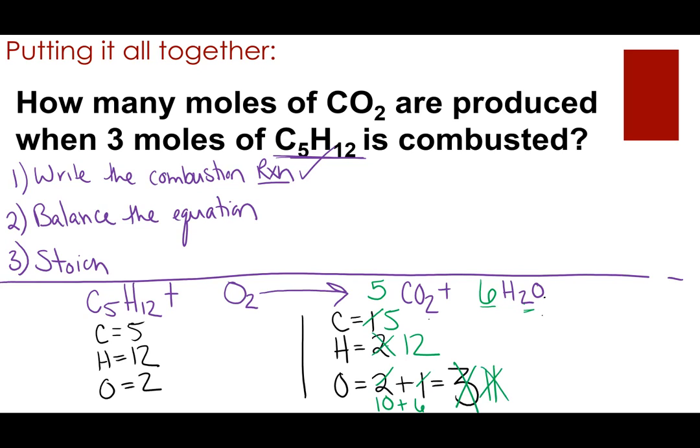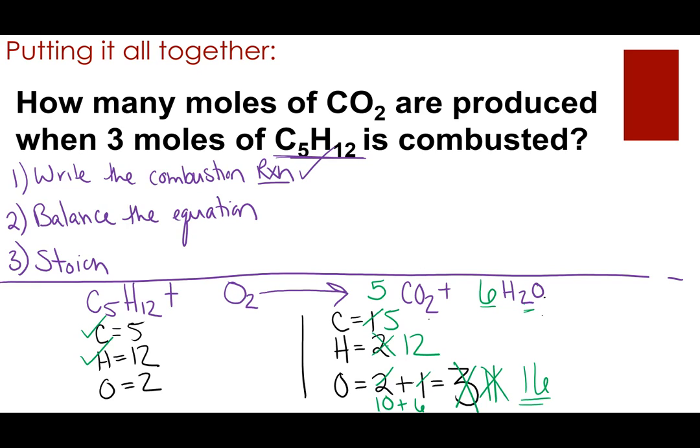So that's going to, again, change our grand total. So 10 plus 6, we've got 16 oxygens. Okay. So carbon's balanced, yay. Hydrogen's balanced, yay. Oxygens are not. So if we end our chemical reaction with 16 oxygens, we must have started our chemical reaction with 16 oxygens.